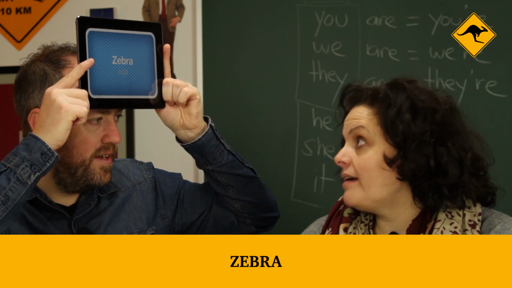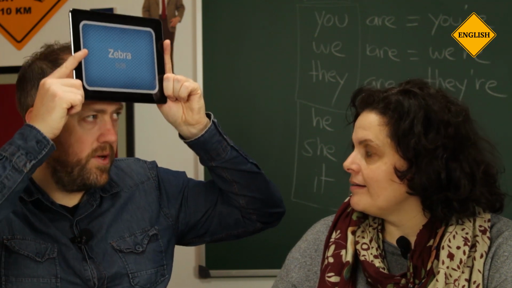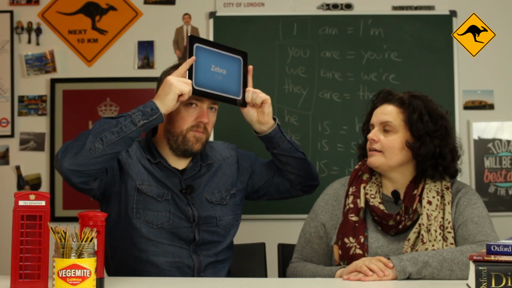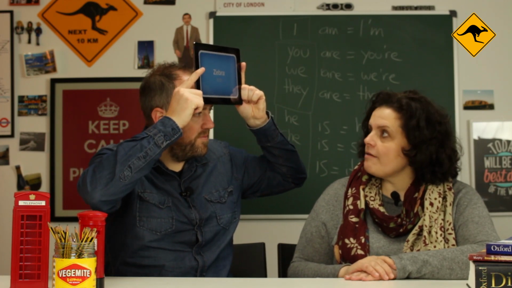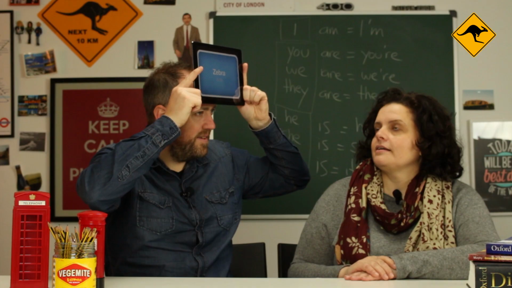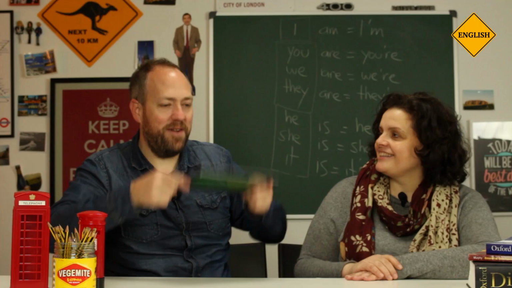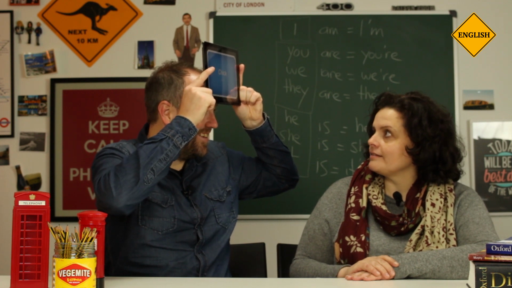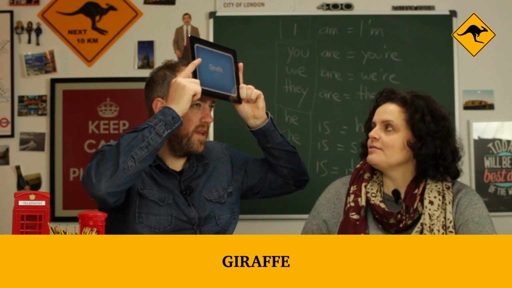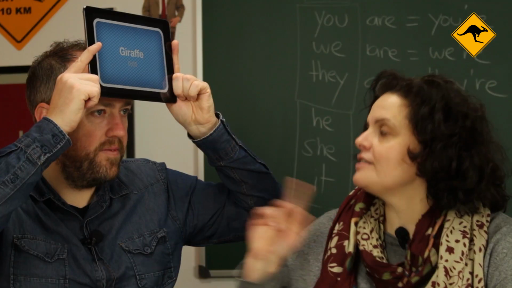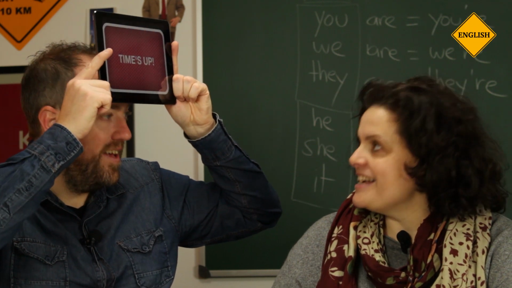It is big. It is white. It is black. And it is from Africa. It is like a zebra. No. He's tall. It's tall. Very tall. A giraffe? Yes! Yes!